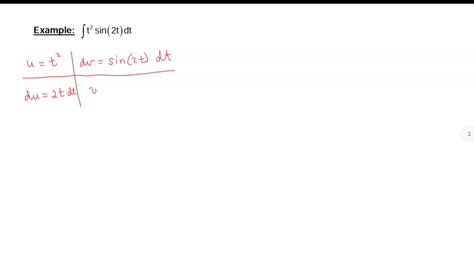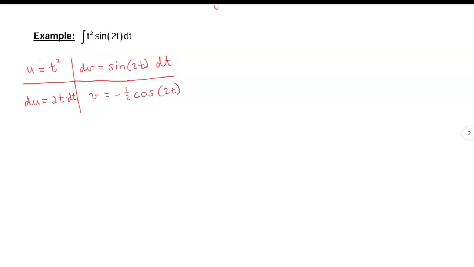The next example. This example has a polynomial times a trig function. I'm going to choose to let u be that polynomial. So u will be t squared, and dv is the sine of 2t dt. Take the derivative on the left, take the antiderivative on the right. Now this is an angle of 2t, so I have to do a correction factor of 1/2. And remember, the antiderivative of sine is negative cosine, so it'll be negative 1/2 cosine of 2t. You may need to use a u substitution to deal with that angle of 2t.